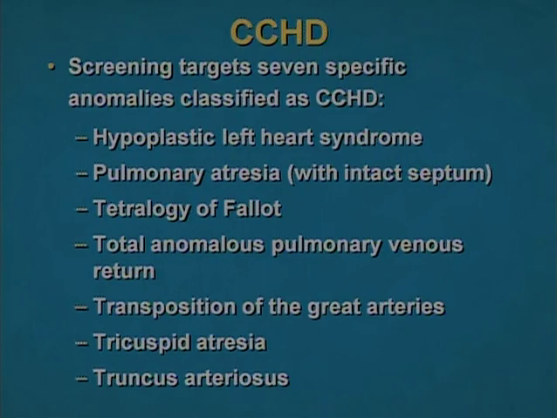And so again, the purpose of the screening is to target those seven specific anomalies classified as critical heart defects, and they're listed here. They include hypoplastic left heart syndrome, pulmonary atresia with intact septum, tetralogy of Fallot, total anomalous pulmonary venous return, transposition of the great arteries, tricuspid atresia, and then truncus arteriosus. And again, there are other secondary targets or defects that may also be identified through the pulse ox screen, but the screen itself is intended to identify these seven critical defects.